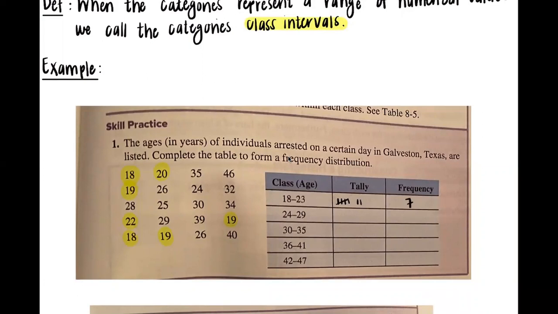So we have 18 to 20. Yeah, let me count that. 1, 2, 3, 4, 5, 6, 7. Yeah, I don't know why I thought there was more. And then now we pick up from 24 to 29. So we have a 26-year-old, a 24-year-old, a 28, a 25, to 29, so that's including 29, and another 26-year-old. Again, notice everyone's going into just one category.